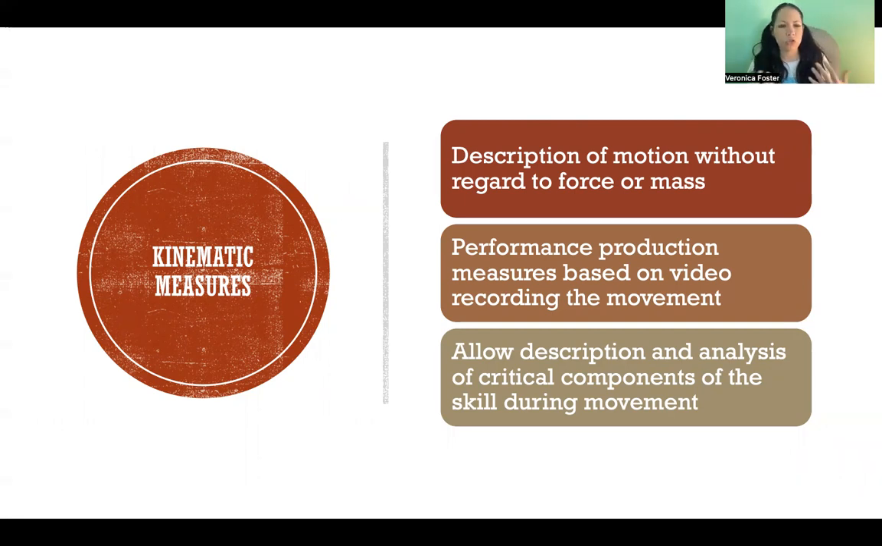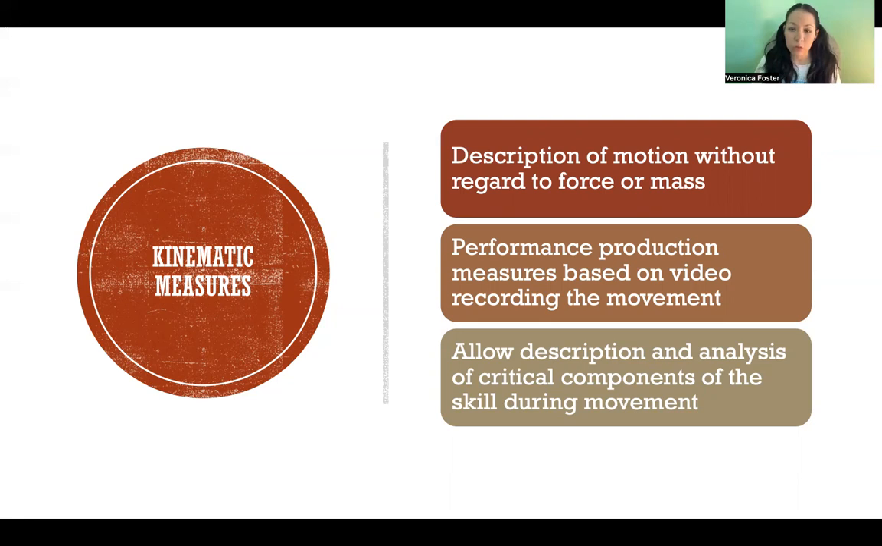So we're describing and analyzing movement in terms of the movement in space and with temporal time considerations, but we're not doing any calculations or analysis about force or mass. So it's a performance production measure, meaning that it helps us look at how that movement is produced instead of a performance outcome measure where we're simply looking at the final outcome of the movement. So this is a way that we can analyze the way that the movement is taking place and the way that the movement is being produced.